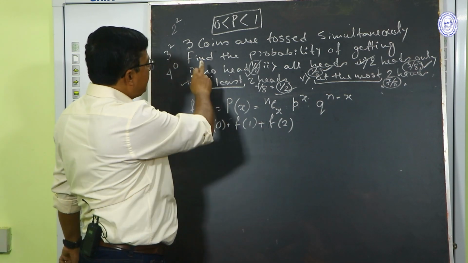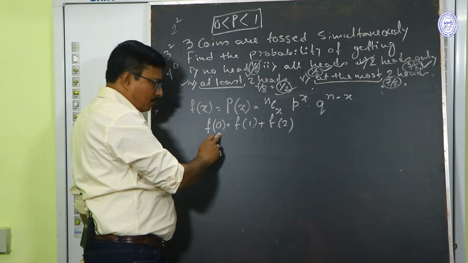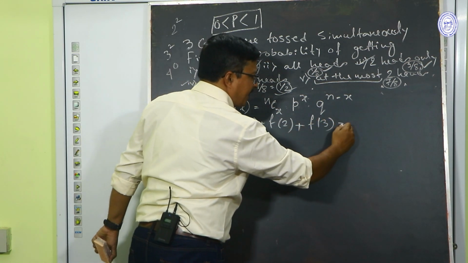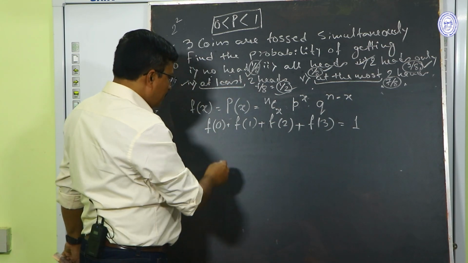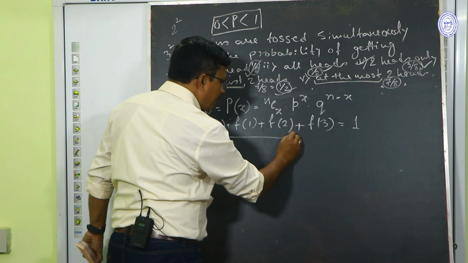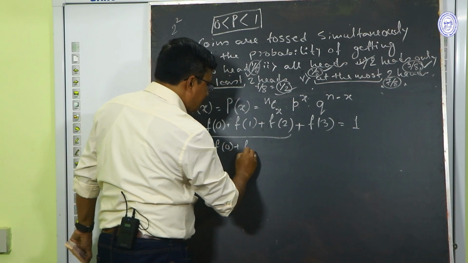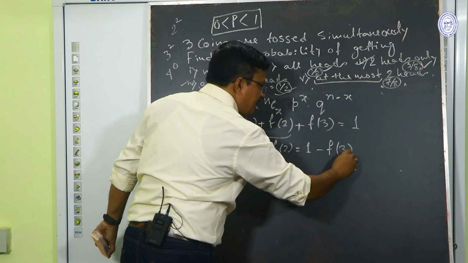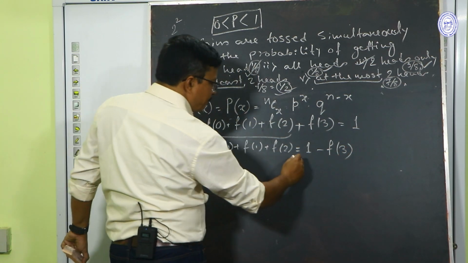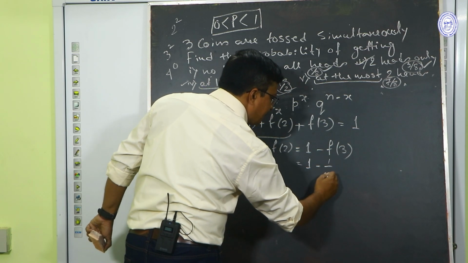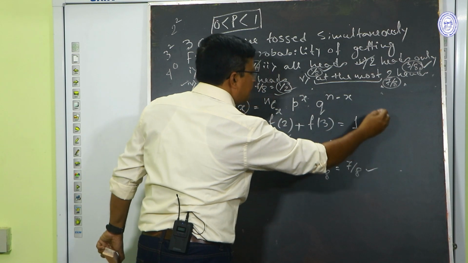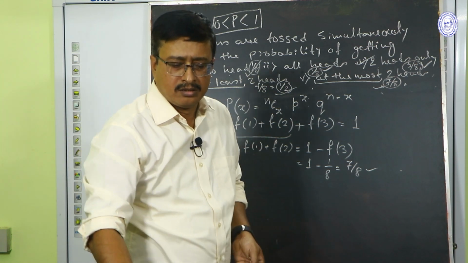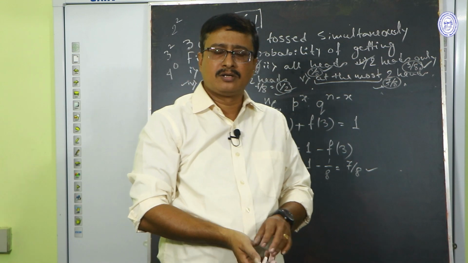Remember that for 3 coins, if we calculate F0, F1, F2 and F3 and after that add all these, you will get the total probability 1. So, the requirement is this one, na? Then rather than calculating F0 plus F1 plus F2, calculating 1 minus F3 is easiest. So, 1 minus F3, where F3 is 1 by 8, is equal to 7 by 8. That is our last problem. Clear? Thank you very much, students.